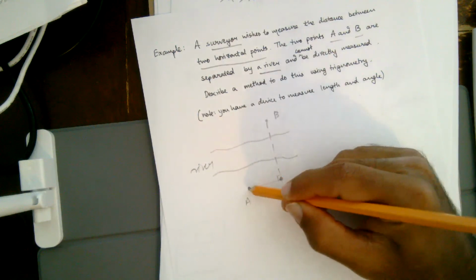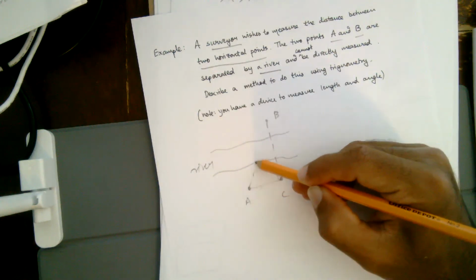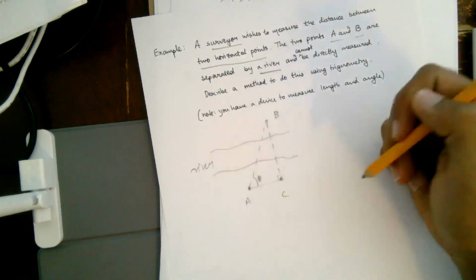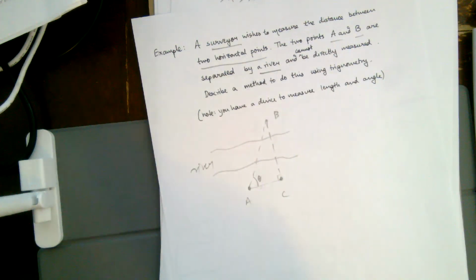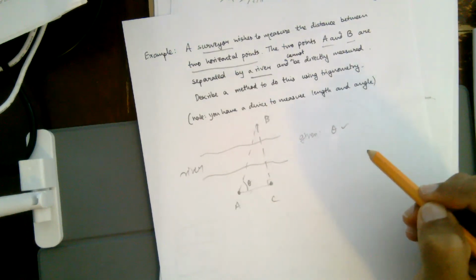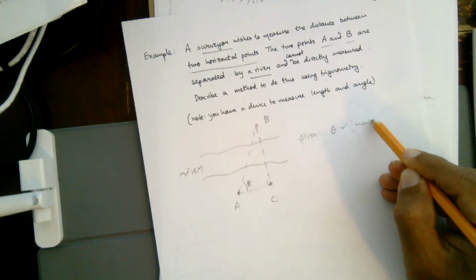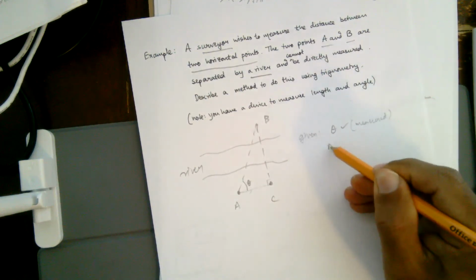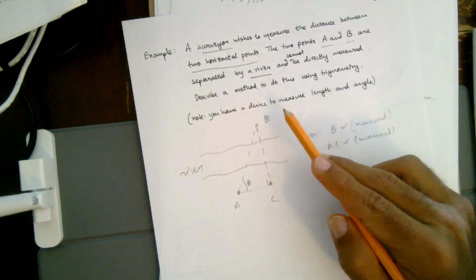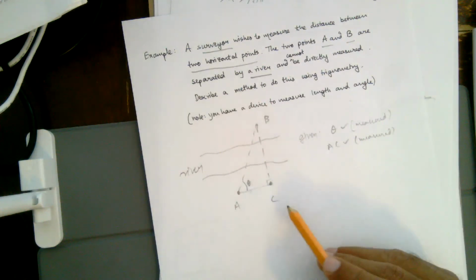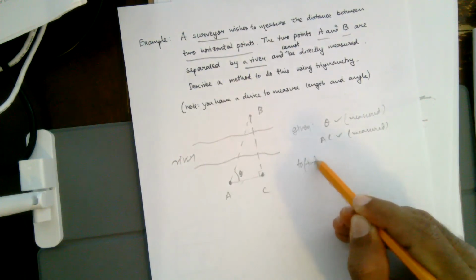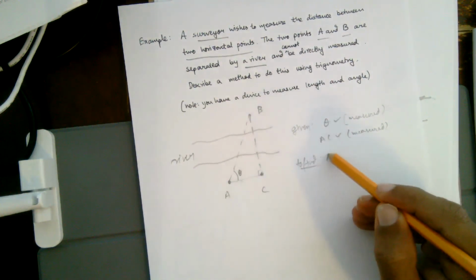I go back to A. From A, I have this device and I measure this angle, theta. Now remember, what is given? Theta is given, because I measured it. The distance AC can be measured, because I have a device to measure length and A and C are on this side of the river. To find is the distance AB.